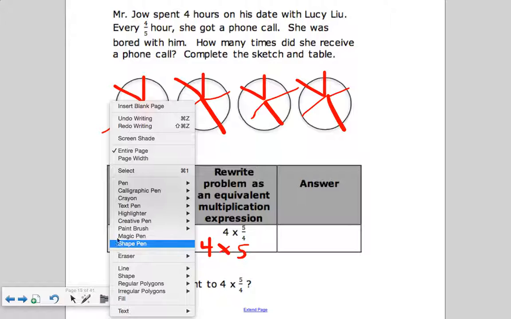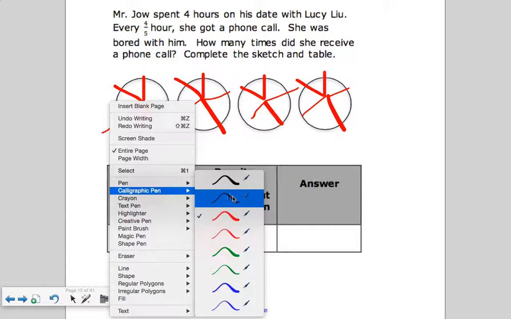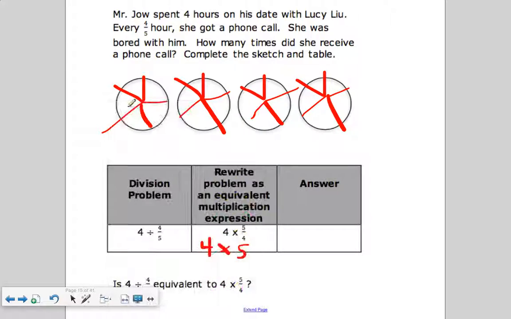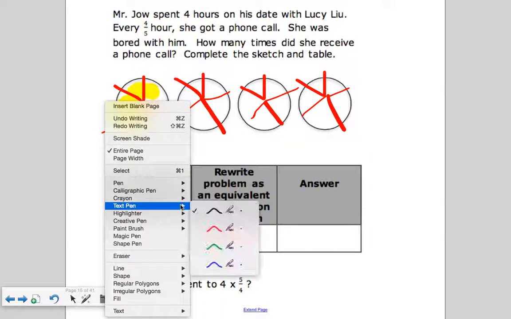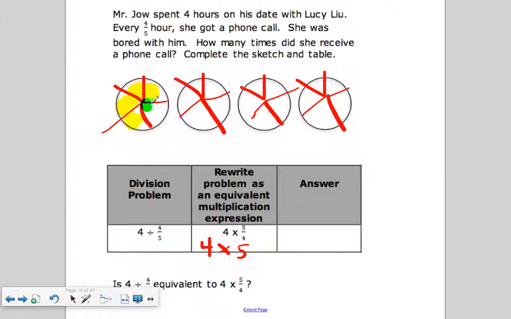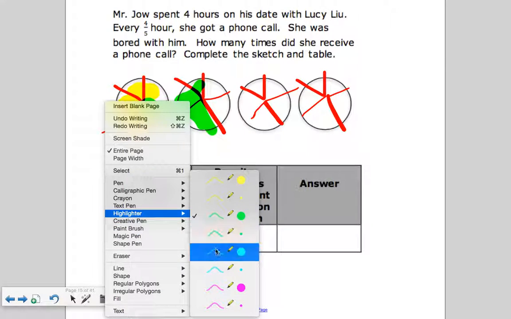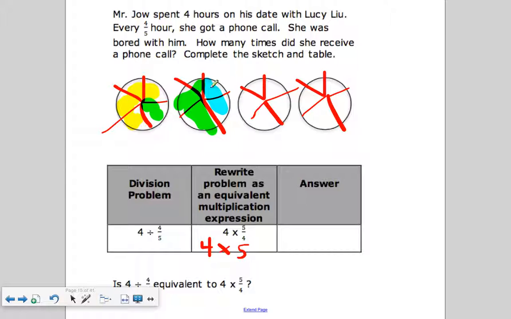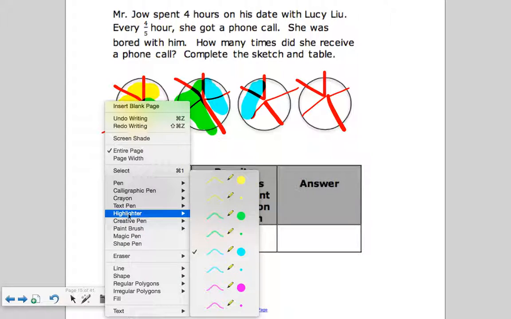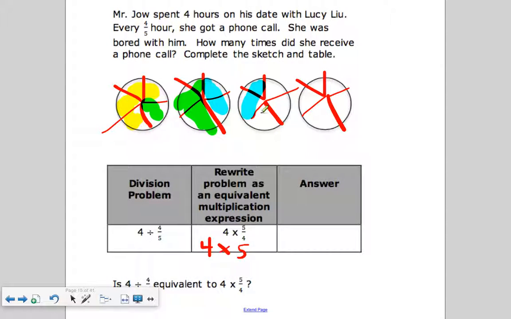Now it says every 4/5 hour she gets a phone call. So let's figure out how many groups of 4 are there? 1, 2, 3, 4. So let's divide this into fourths. Highlighter. 1, 2, 3, 4. Next one, highlighter. How many fourths? 1, 2, 3, 4. Highlighter. How many fourths? 1, 2, 3, 4.